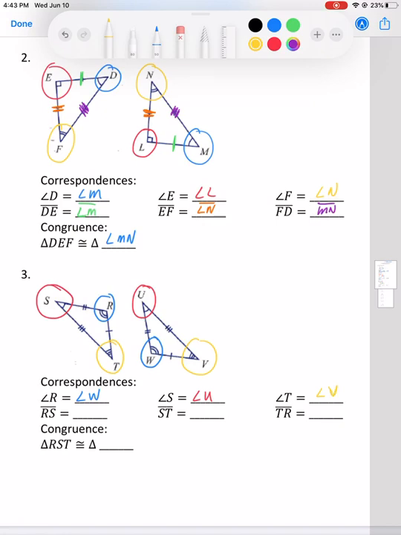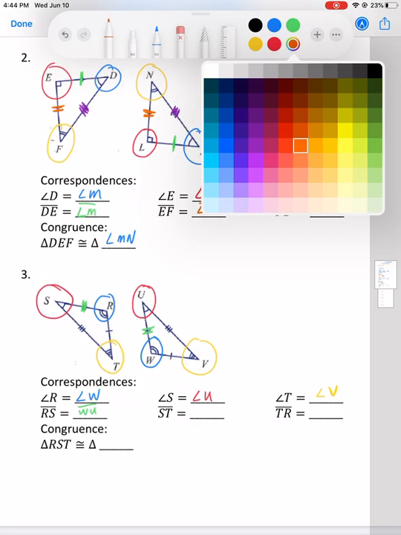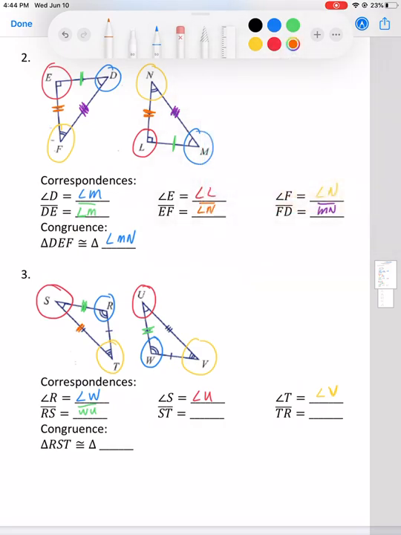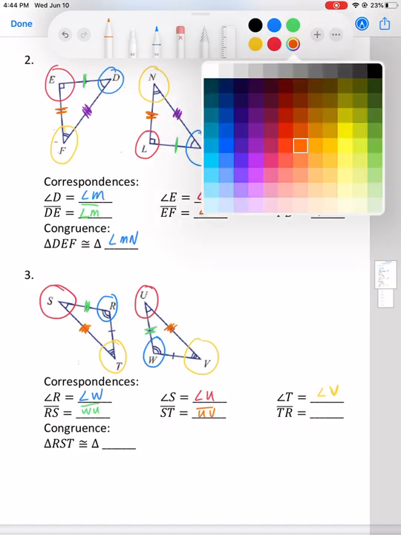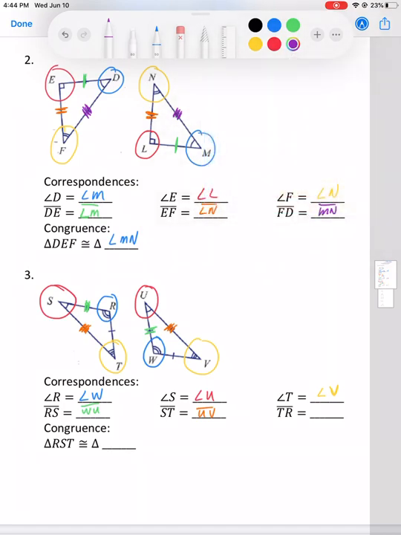Okay. Side RS. Side RS has 2 marks on it. Side WU has 2 marks on it. ST has 3 marks on it. So side UV has 3 marks on it. Side TR has 1 mark on it. Side VW has 1 mark on it.